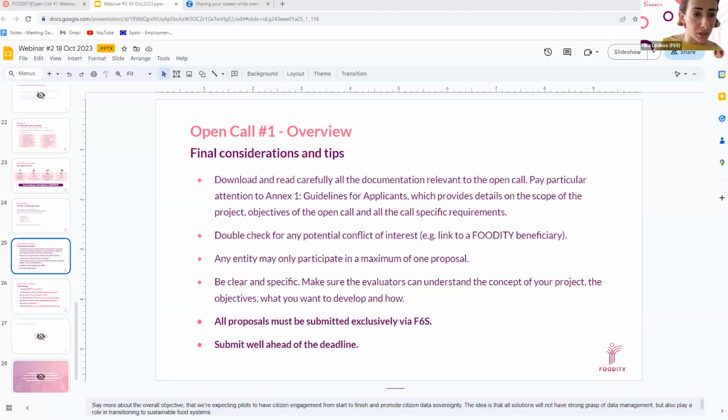We have from Martin, can you apply for both Sodakin and FOODITY? So Sodakin is another EU-funded project. Also F6S is a part of that one. The answer is technically yes, they are separate projects, but as with any EU-funded project, there cannot be any case of double funding, meaning you cannot receive funding for the same thing twice. So as long as you're receiving funds for different projects, that's fine.